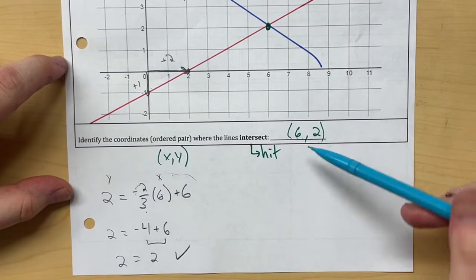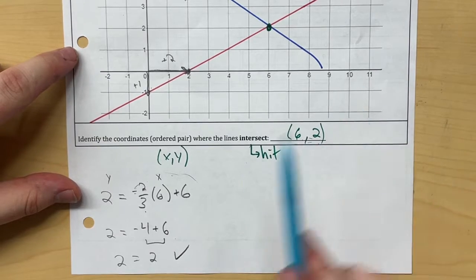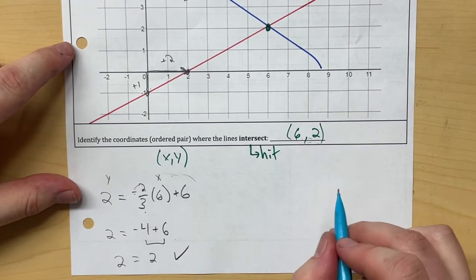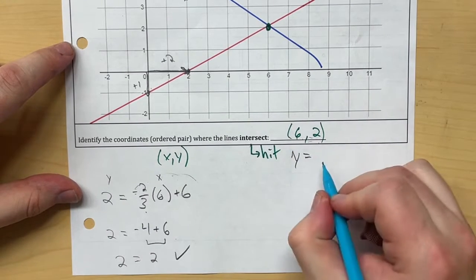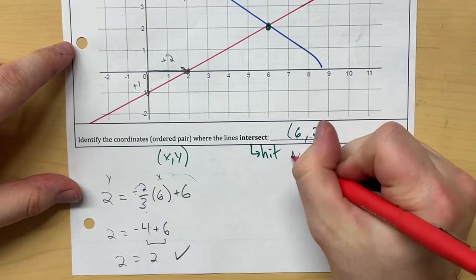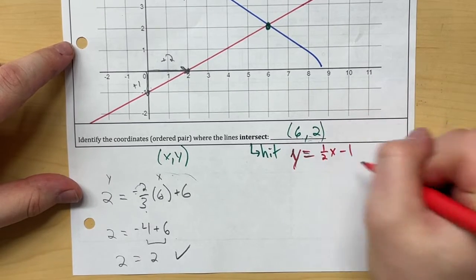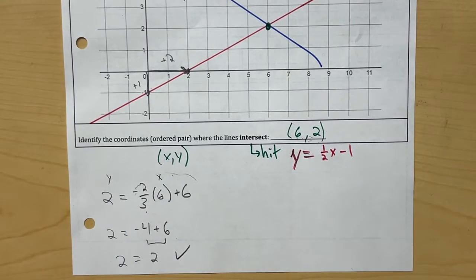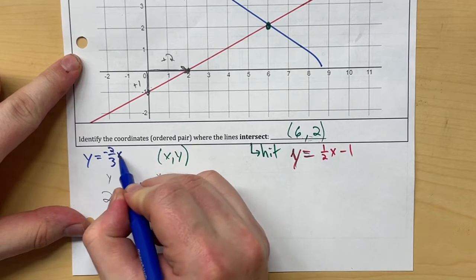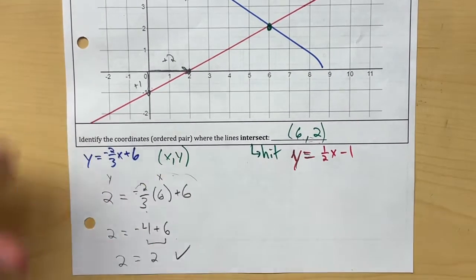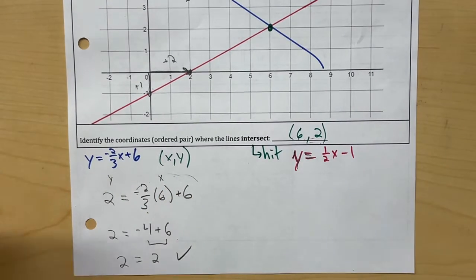Again, we said this is a solution to this equation since it falls on that line. And we're also wondering, does it work for the other equation? So the other equation is y equals, again, it's the red one, which actually, let me write that. I have y equals 1/2 x minus 1, and my first equation was y equals -2/3 x plus 6. Let's plug in this ordered pair where they intersect and see if they work.